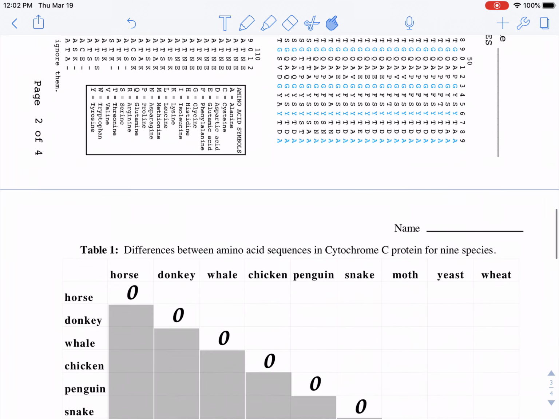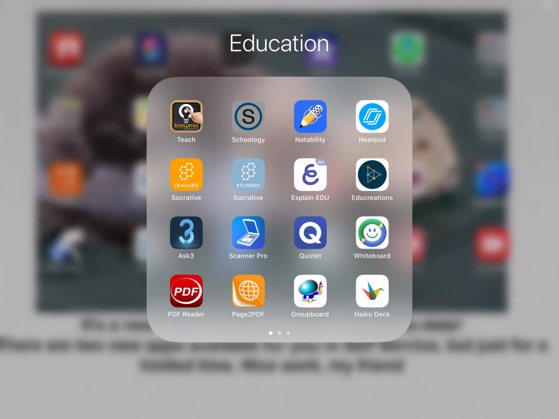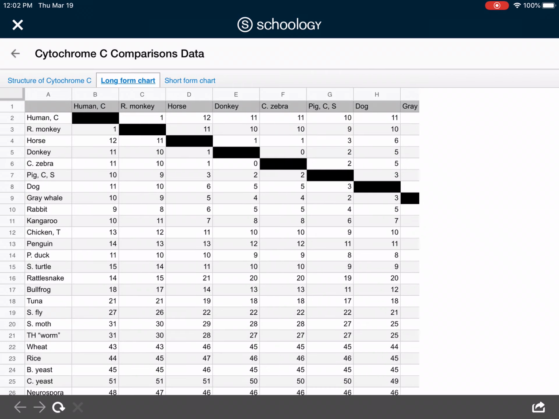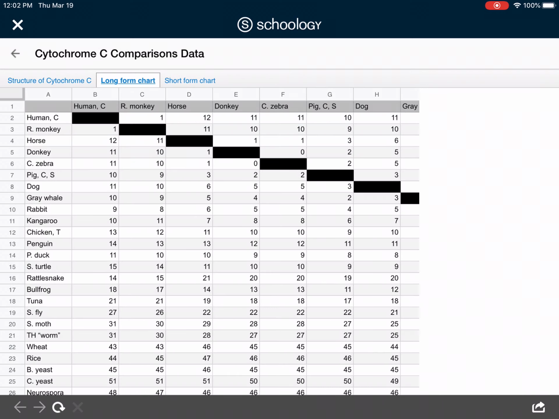If we scroll down, we can then see in table 1, this is the first place we need to begin, and that is going to give us the need to put in the differences between amino acids for 9 different species. So we are going to get that information over here, and that can be found in the comparisons table. I just pulled this up from the Google spreadsheet that I posted earlier today for you. Notice in this spreadsheet, there is a short form chart, there is a long form chart, and there's also the structure of cytochrome C. So everything is in one place for you.